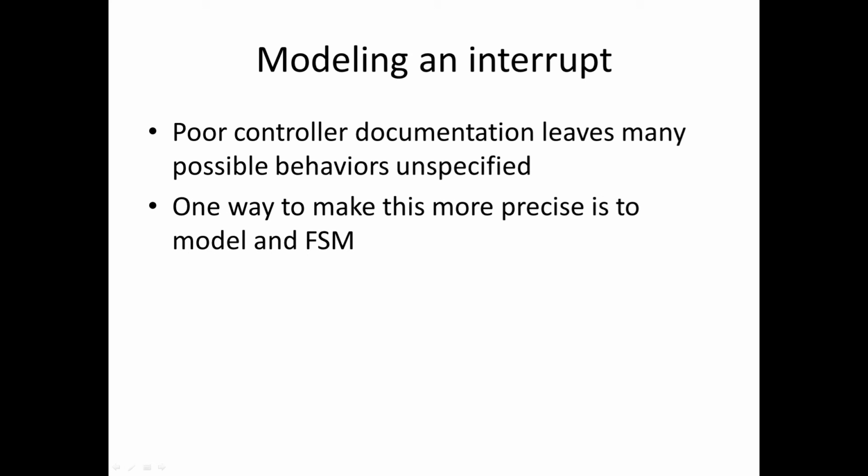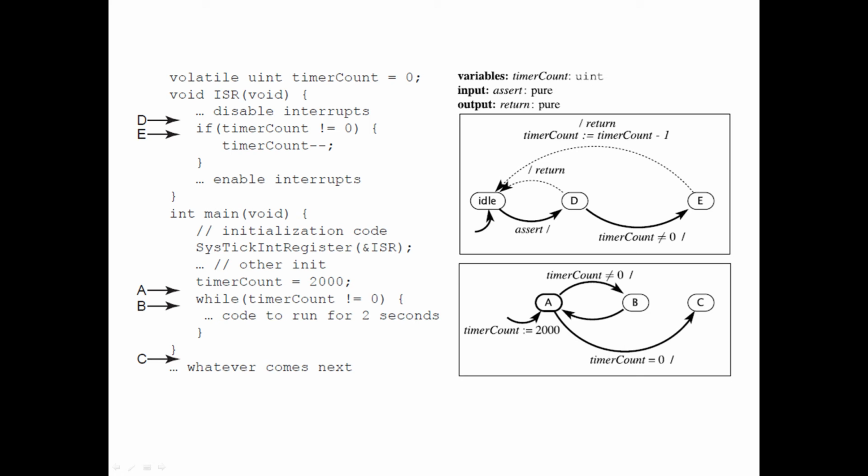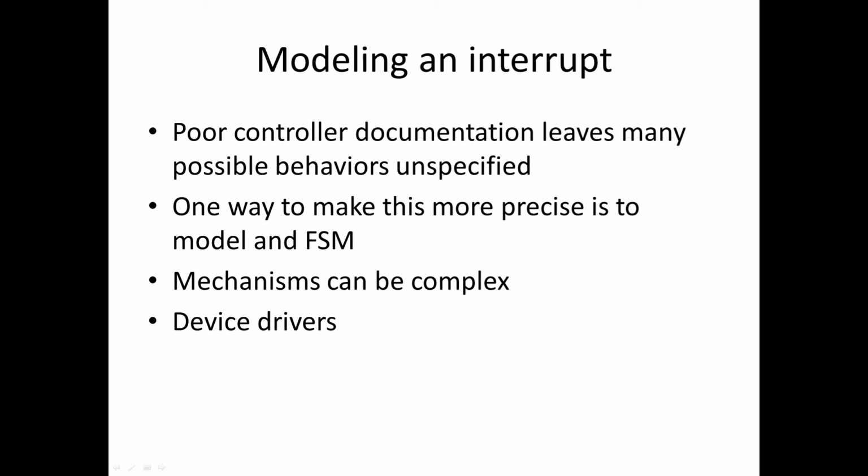One way to make this logic more precise is to model it as an FSM, or finite state machine, like this one here. Interrupt mechanisms can be quite complex. Software that uses these mechanisms to provide input-output to an external device is called a device driver. Many failures in computer systems are caused by unexpected interactions between the device drivers and other programs, and writing a device driver that is correct and robust is a challenging engineering task, requiring a deep understanding of the architecture and considerable skill.